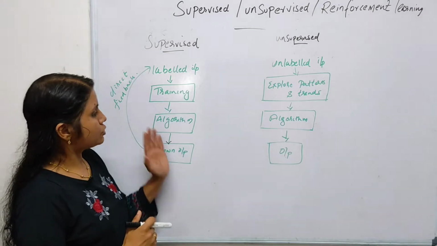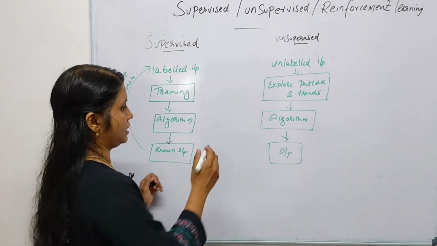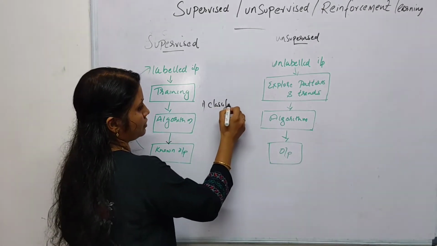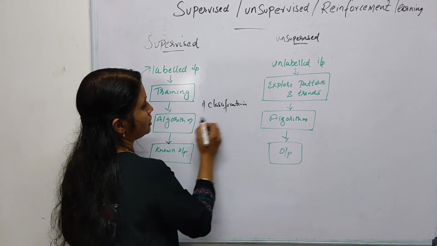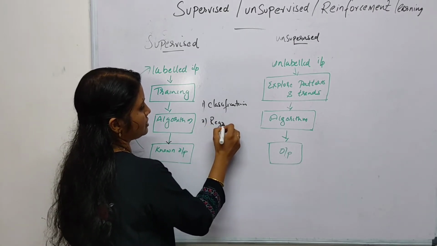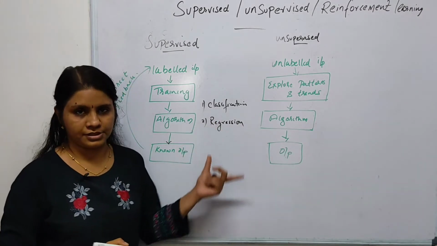In supervised learning there are two problems. The first problem is classification. The second is regression. These are the two types of problems that come under supervised learning.